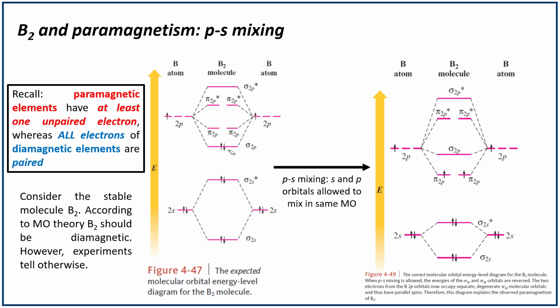Normally this would be how the energy distribution would look, meaning the sigma 2p orbitals are the lowest in energy, followed by the pi 2p orbitals, followed by sigma 2p star, and then lastly the pi 2p star will be the highest in energy. For example, if you make diboron, this is what you expect.